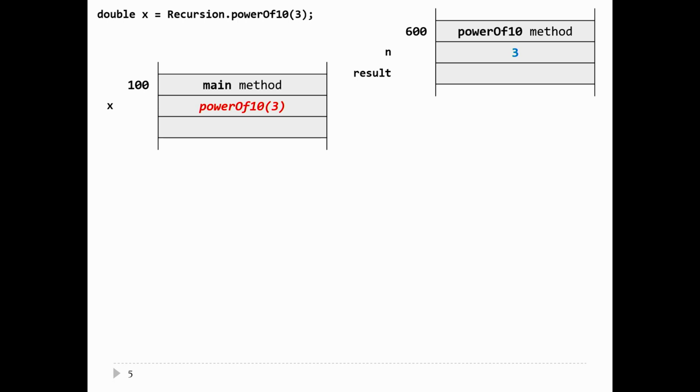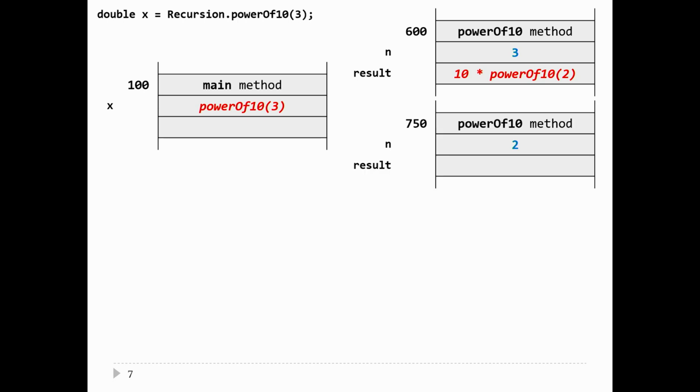Okay, so what does this method do? The method starts running. The base case does not occur because n is not 0. So the line that happens is result equals 10 times power of 10 of 2. In other words, it recursively calls itself. Now, what happens when it recursively calls itself?